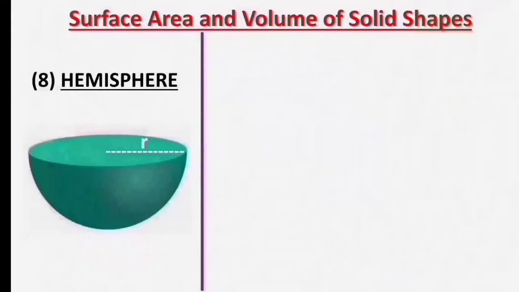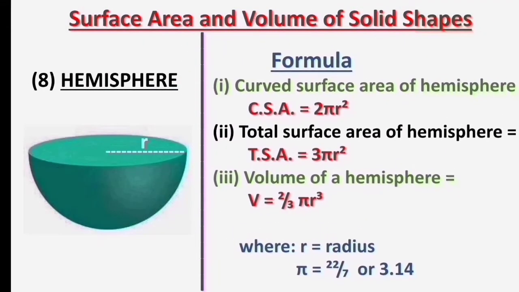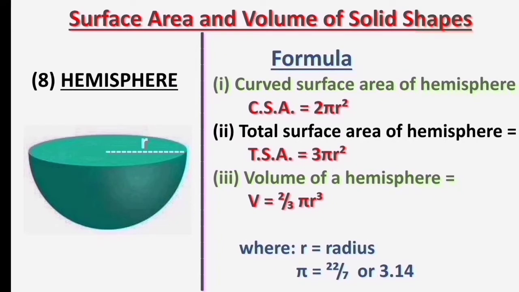For a hemisphere, the curved surface area of a hemisphere is 2 pi radius squared. The total surface area of a hemisphere is 3 pi radius squared, while the volume of a hemisphere is 2/3 pi radius cubed.